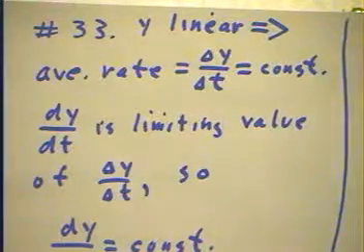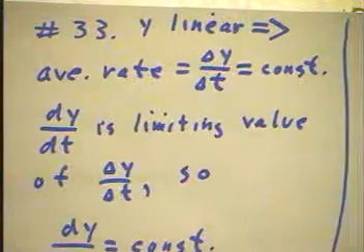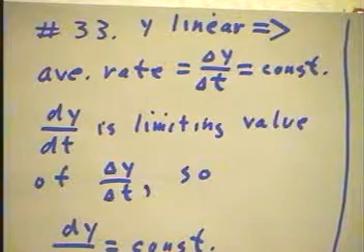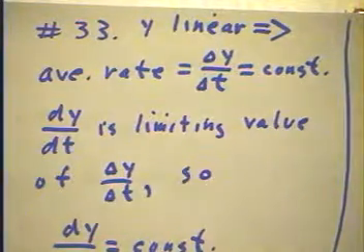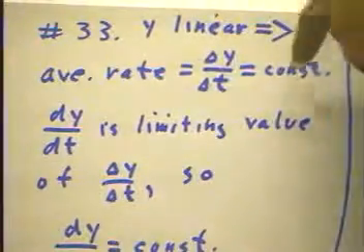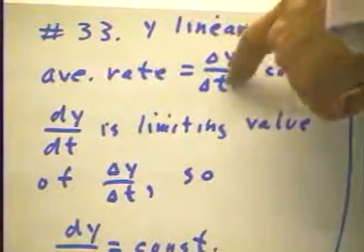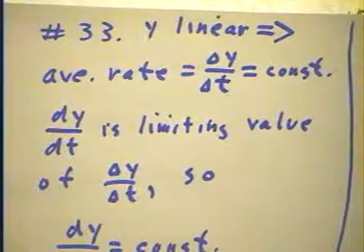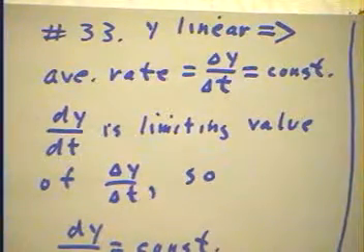Number 33 concerns the differential expression of linearity. And this is really very simple. If y is linear, then the average rate at which y changes, delta y over delta t, is constant. A linear function has a constant rate of change.